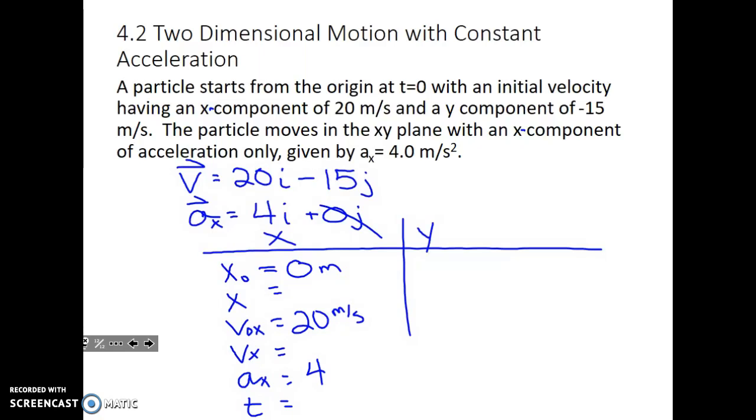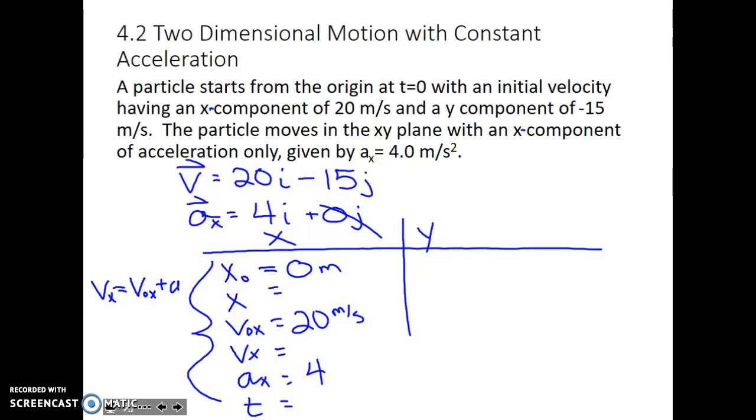If I want an equation in the x direction of velocity in terms of time, I've got my velocity in the x equals V0x plus axt, and that's just adjusting that equation into the x direction. So this v of x in terms of time equals 20 plus 4t, and I've got my function in terms of time.